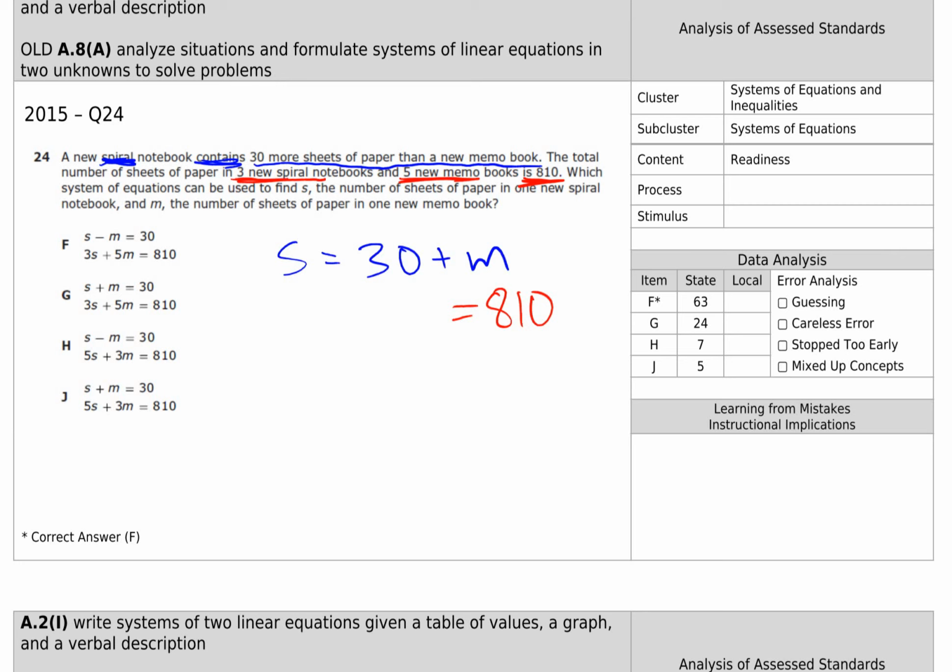And it was 3 new spirals. So 3 spirals, that's however many pages are in the spiral, times the 3 of them, plus 5 times the number of memo books. Alright, now let's compare the equations. Now, this one at first doesn't look like it's going to match. Ours has S equals, and that one doesn't. We see the second equation matches, so we're fine with that.